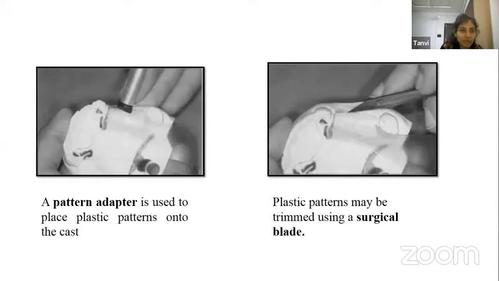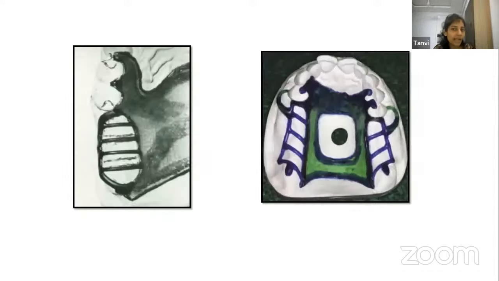How is this adaptation to be done? The rubber at the back end of a pencil can be used for adapting. Excess can be cut with the help of a surgical blade, as you can see. Commercially, pattern adapters are also available. In this way, what you get at the end is a properly adapted refractory cast with the pattern properly attached to it. Now this cast is all set to go for the burnout procedure to eliminate the wax and then the casting procedure.